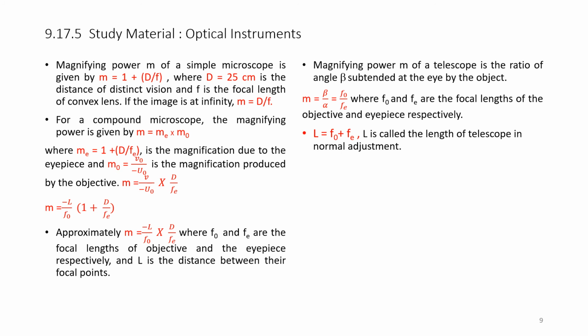Magnifying power m of a telescope is the ratio of angle beta subtended at the eye by the image to the angle alpha subtended by the object. Therefore, m is equal to beta by alpha, that is equal to f naught by Fe, where Fo and Fe are focal lengths of objective and eyepiece respectively. L is equal to Fo plus Fe, where L is called the length of telescope in the normal adjustment.